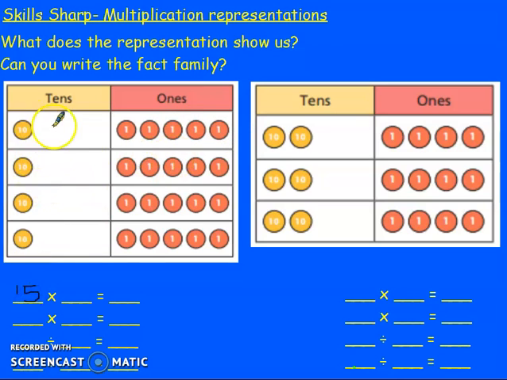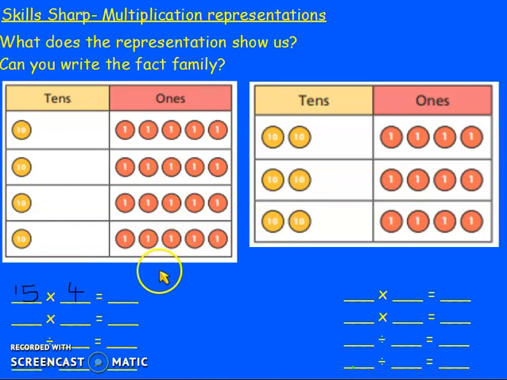15 times 1, 2, 3, 4, because we have 4 lots of 15s, equals, let's work out what it equals. You can add up all the ones and then the tens to work it out, so let's have a go. 5, 10, 15, 20, 30, 40, 50, 60. So our answer is 60. You can also work it out by knowing that 4 times 10 is 40, and then 4 times 5 is 20, then adding them together. Whichever way is easiest for you to work out.